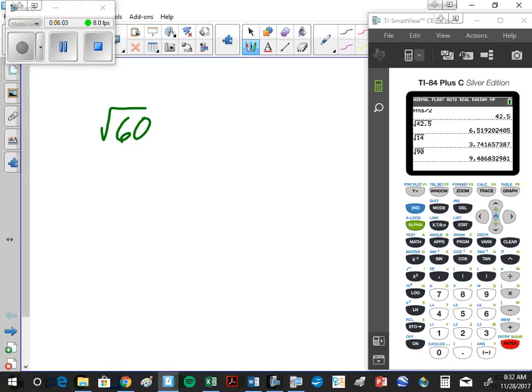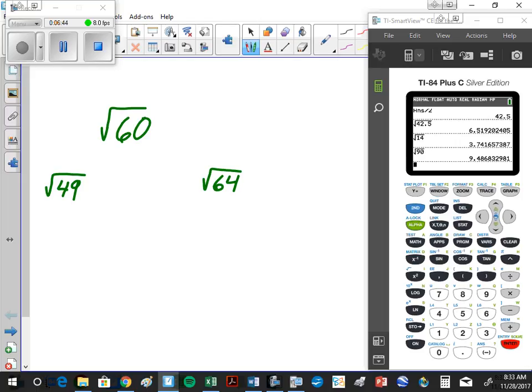What two perfect squares is that in between? So what square root would be on the left side and what square root would be on the right side? Well, you would just start multiplying numbers by themselves. 6 times 6 is 36. 7 times 7 is 49. 8 times 8 is 64. So it's got to be between 49 and 64.